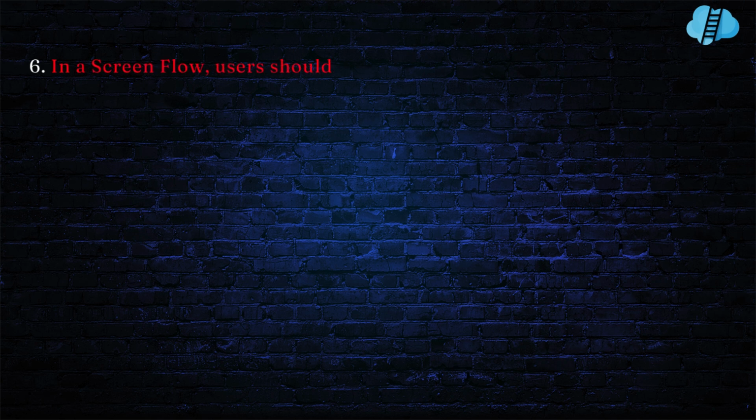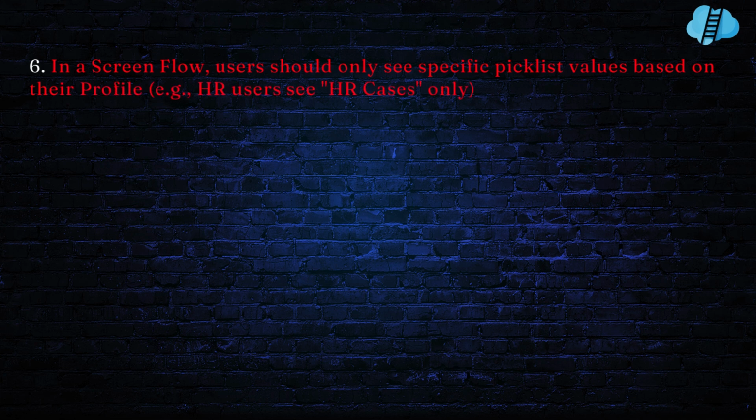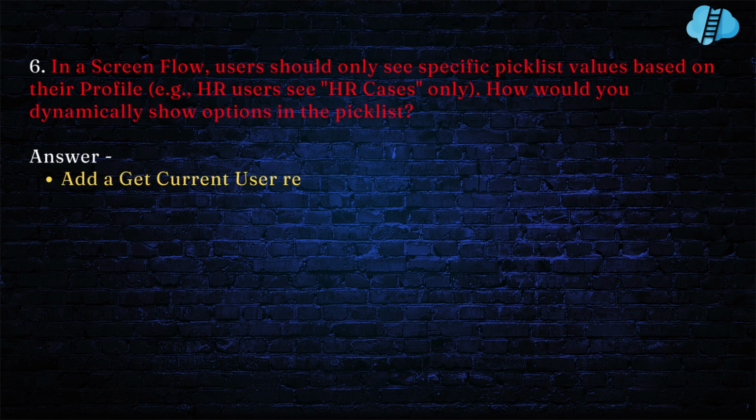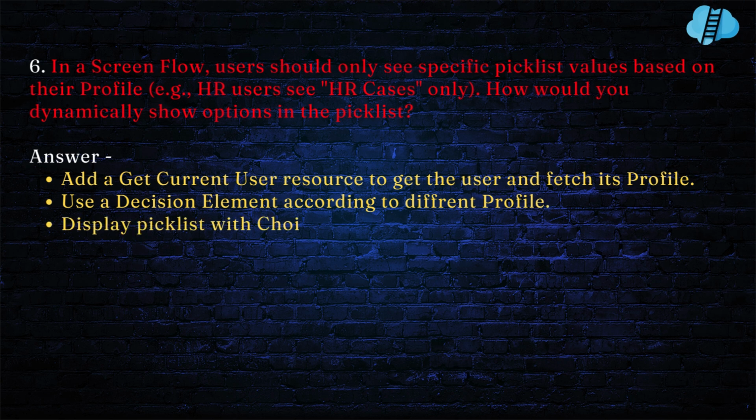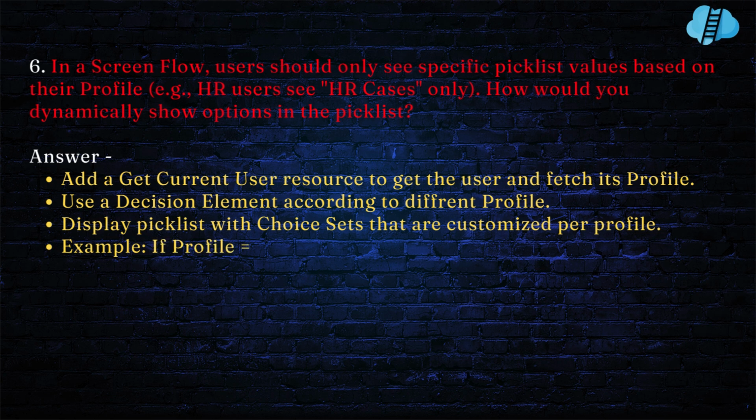6. In a screen flow, users should only see specific picklist values based on their profile, e.g., HR users see HR cases only. How would you dynamically show options in the picklist? Answer: add a Get Current User resource to get the user and fetch its profile. Use a decision element according to different profile. Display picklist with choice sets that are customized per profile. Example: if profile equals HR, show HR-related picklist.